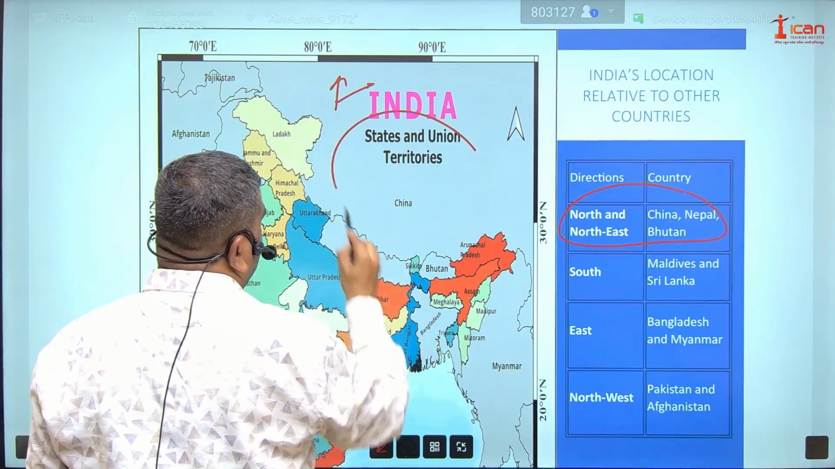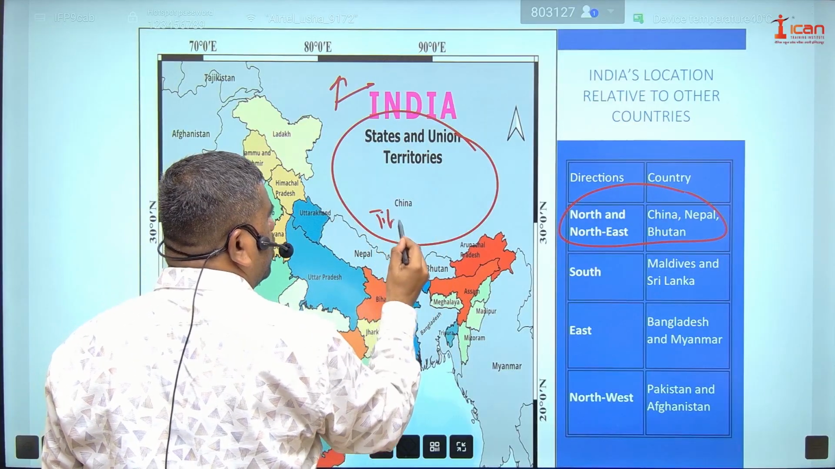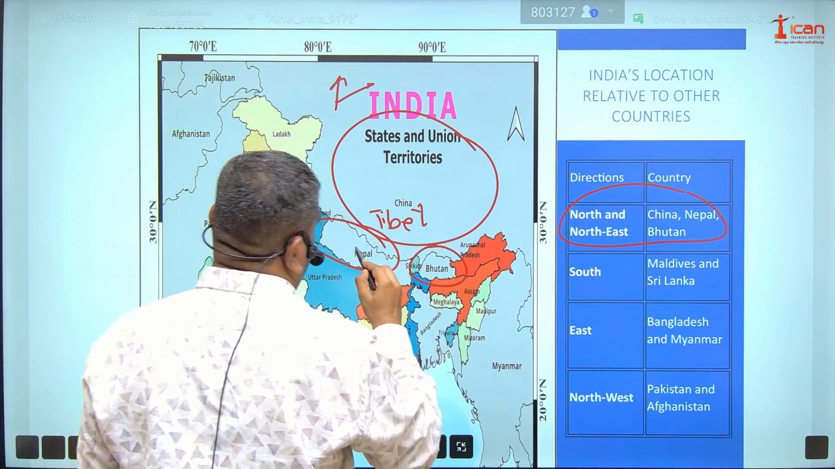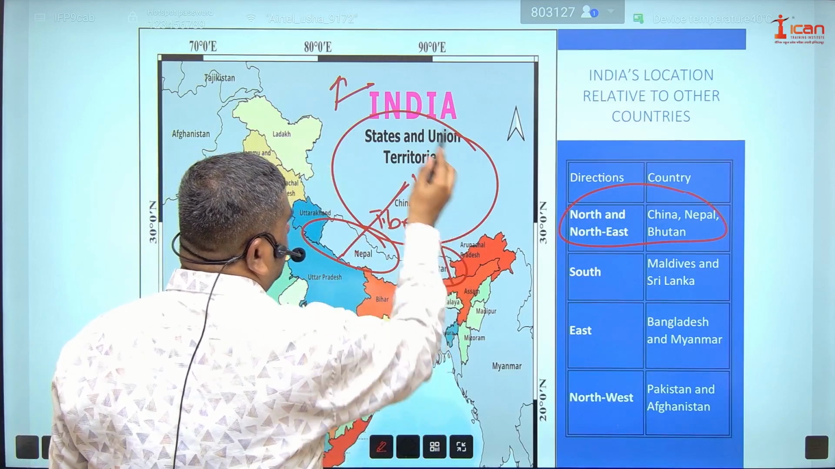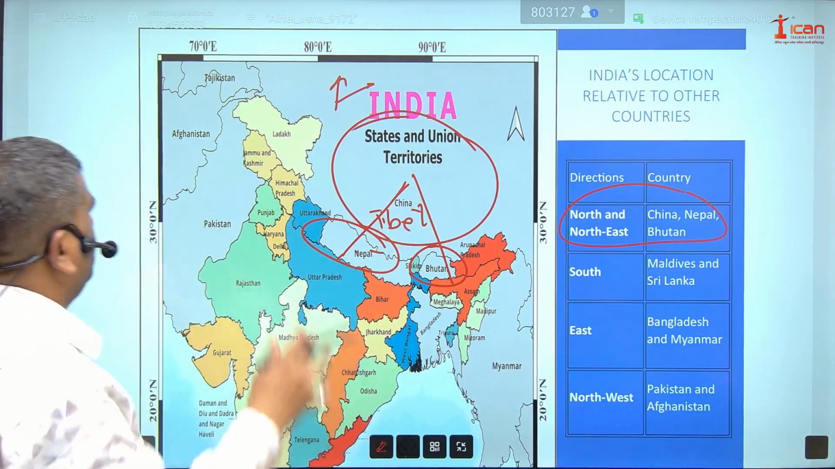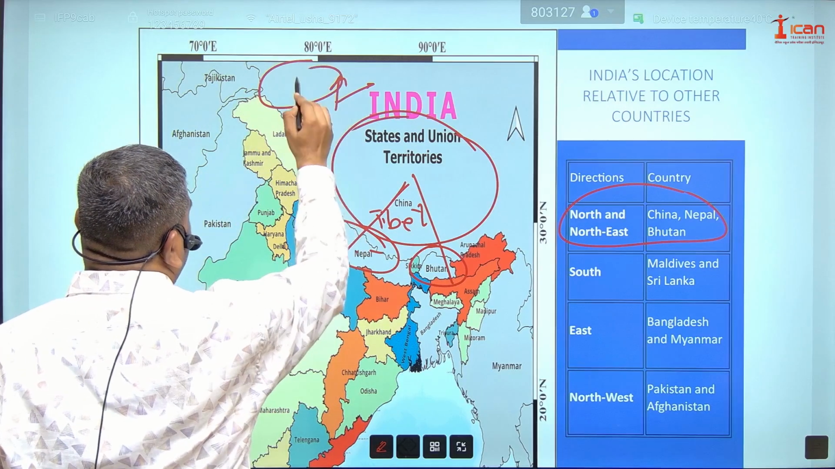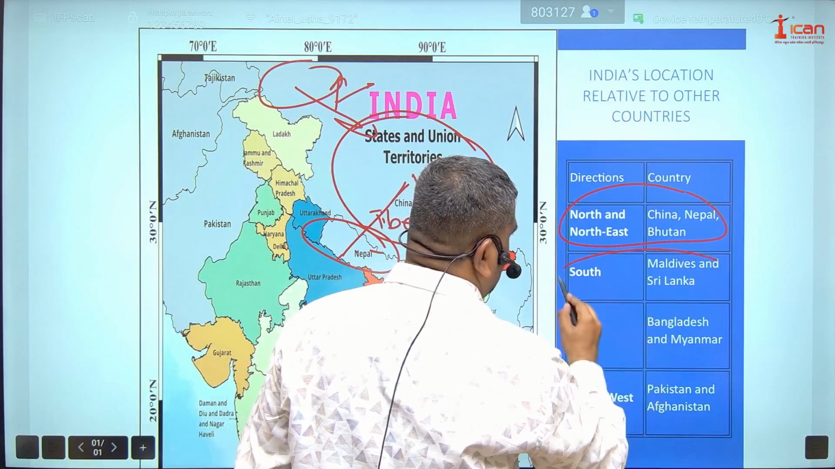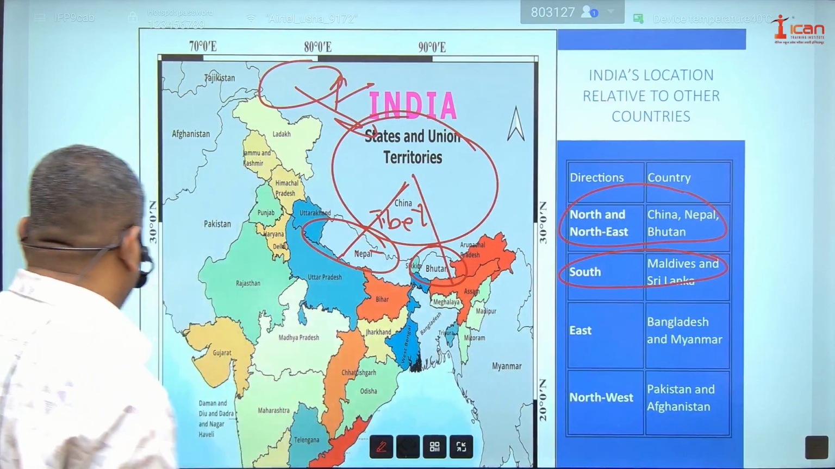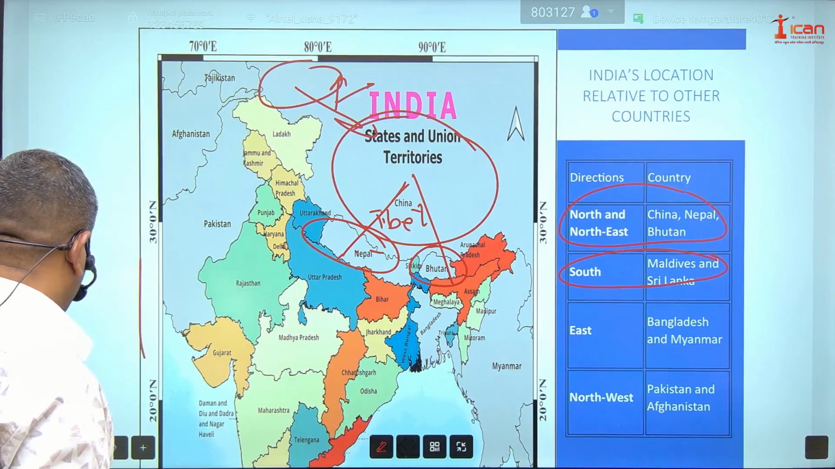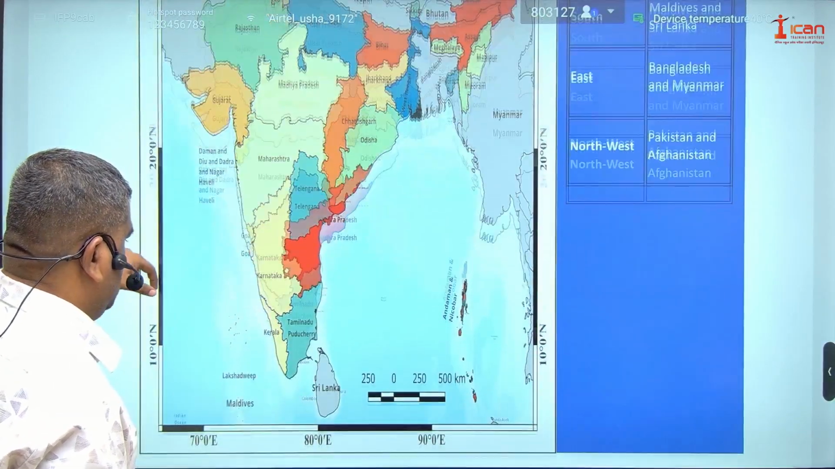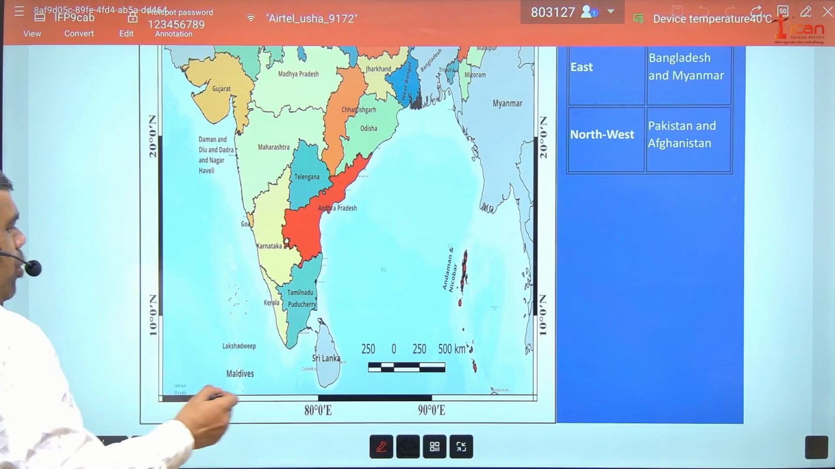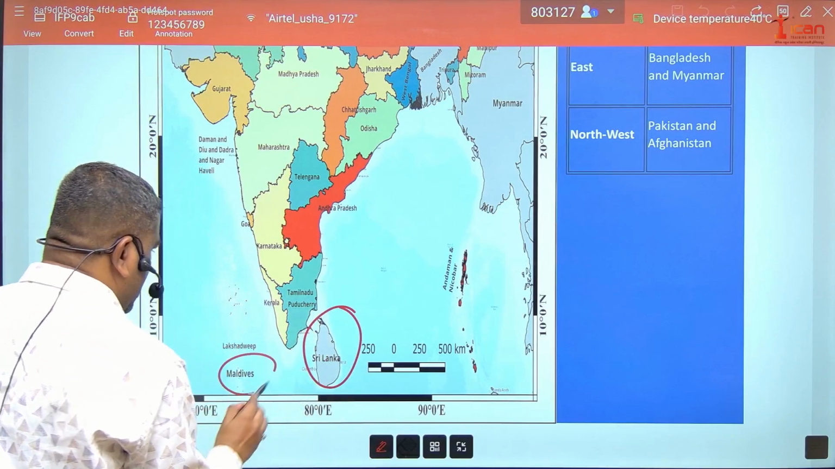So in the north we have China, we have the autonomous region of Tibet also here. Then we have Nepal and Bhutan. These are the three countries that lie to the north and northeast. So exact north there is China. Here it is still China, right? Then let us look at south. If you look at the south, there are two countries. They do not have a land border with India: Sri Lanka and Maldives.